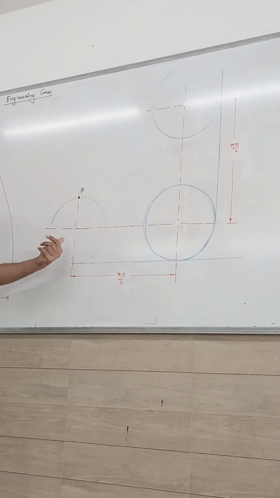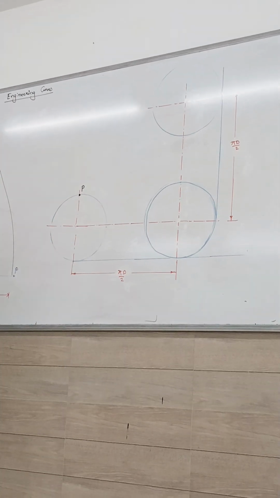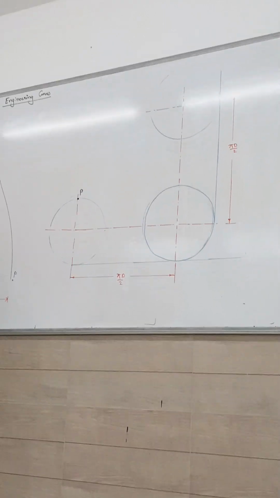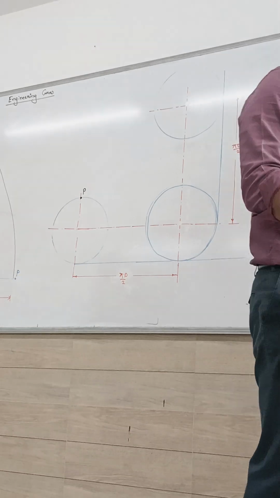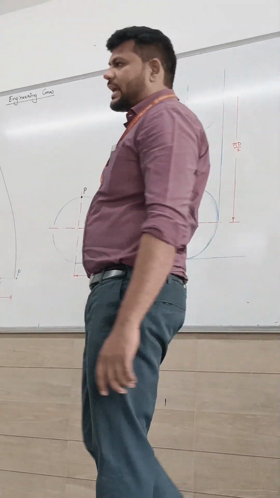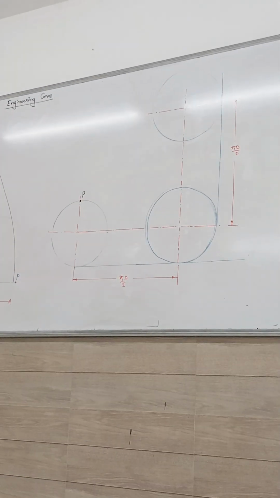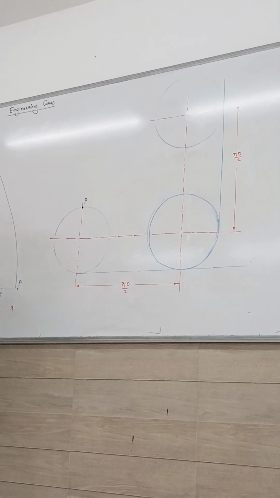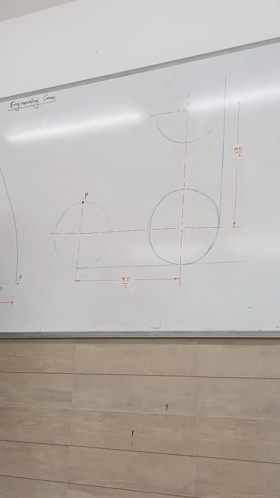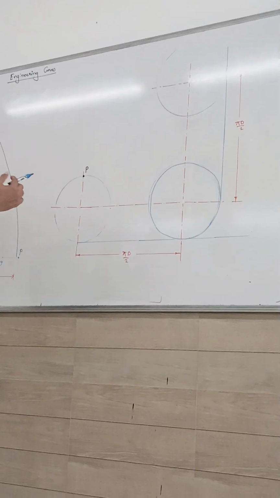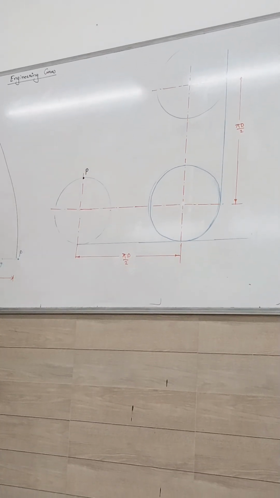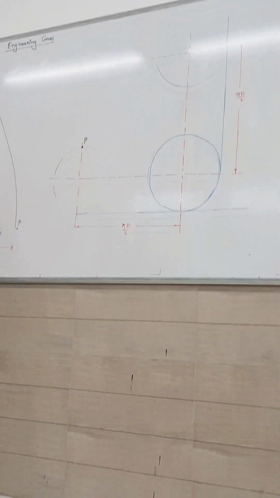Now we have to divide this circle. Whenever we draw a circle in engineering graphics, we have to divide it into an equal number of parts. For accuracy, you can divide it into 12 equal parts. We can go with 12 equal parts, or we can go with 8 equal parts. I will divide this into 12 equal parts so that we get more points.